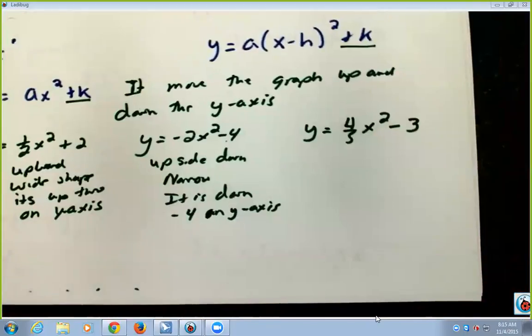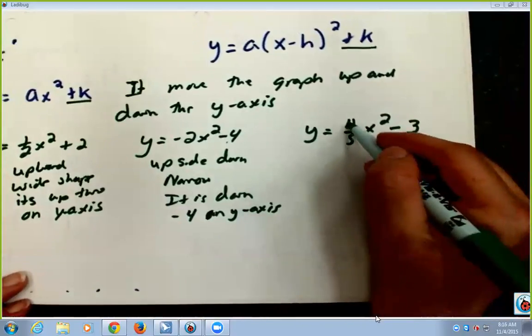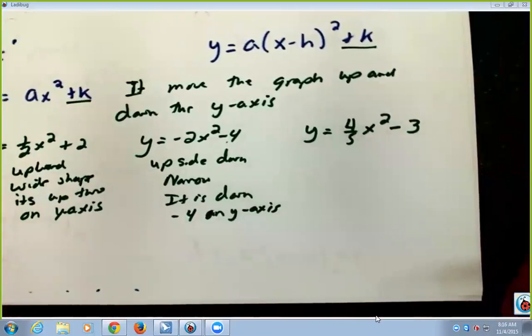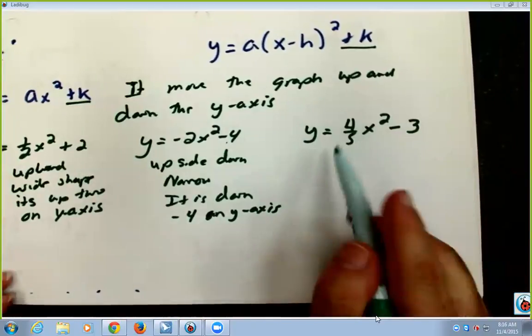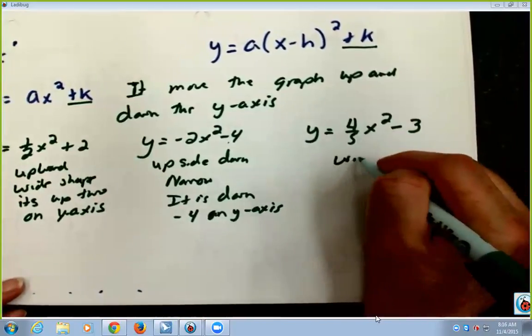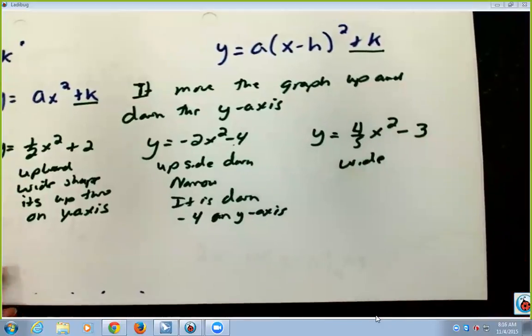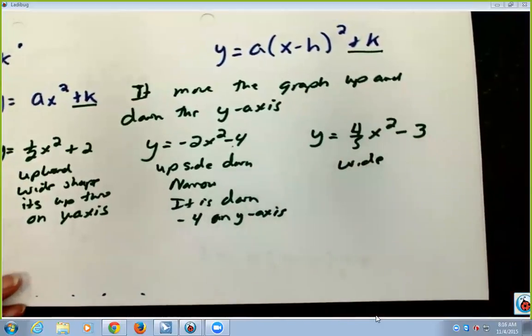What would I know about this one? So if you just look at your pieces, what parts do I know? So the first part I know, is it wide or is it narrow? What do you guys think? Wide or narrow? That's kind of the opposite of what you think. You usually think bigger numbers make it wider, but littler numbers make it wider, so it's wide. Based on being a 1 in front of there.